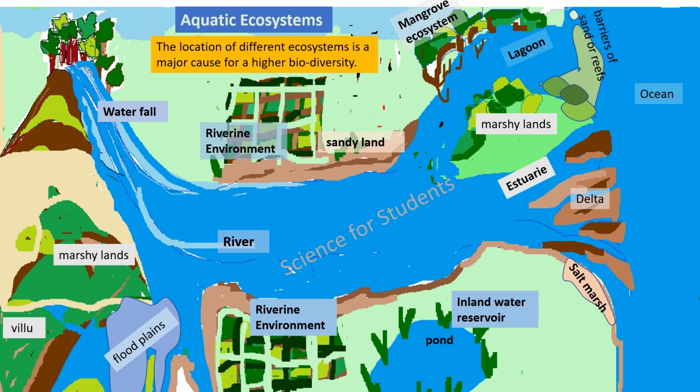In this diagram, you can see the aquatic ecosystems. All aquatic ecosystems in one diagram. I have made this for a better understanding. Here you can see the waterfall, and then river, estuary and ocean. In this waterfall, we know how the waterfall is starting. Where is the starting point? Hill country. So that is the catchment area of this river.